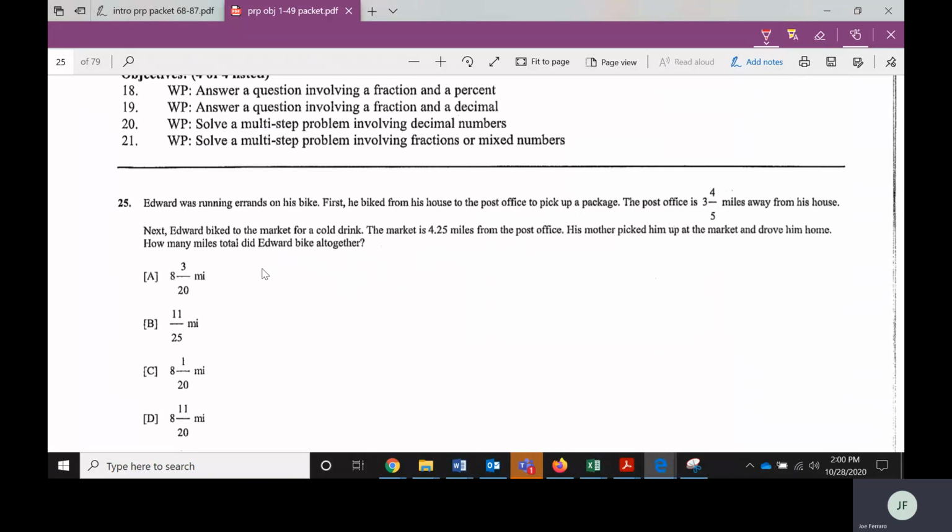So we have to figure out how much he biked altogether. What we're going to do is just add them up. Now, if you don't like doing fractions, you need to change this to a decimal. 3 is the whole number, and a way to change any fraction to a decimal is you just take top divided by bottom. If we take 4 divided by 5, it's 0.8. So 3 4/5 is the same as 3.8. Then we add 4.25 to it.